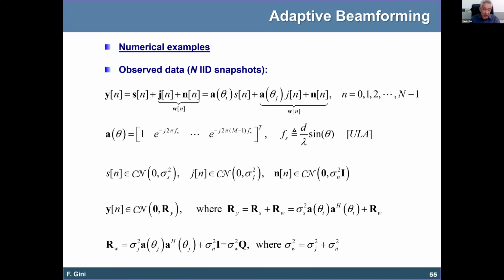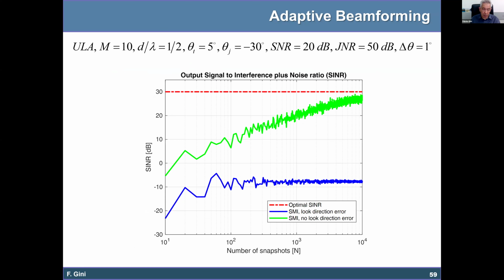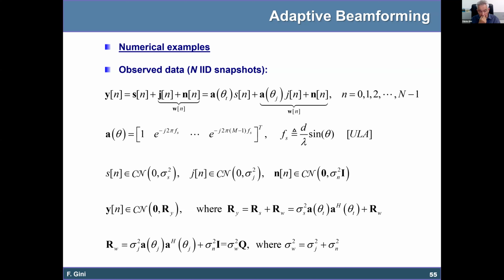Let me show another numerical example, and then I will pass you the MATLAB code, and so you can rederive these results, okay? Okay, so I want to show you through some numerical examples what I just stated.